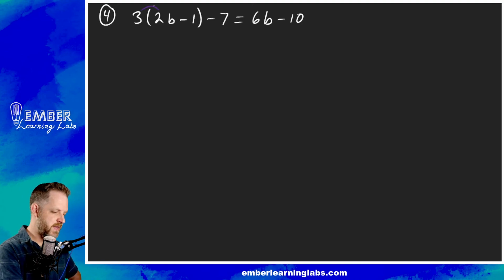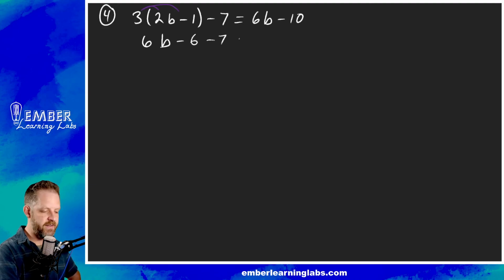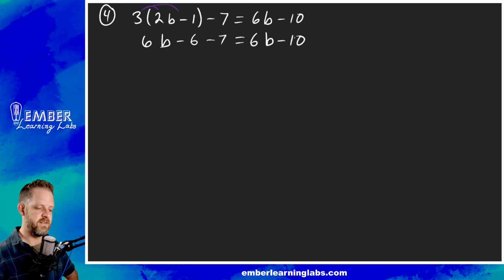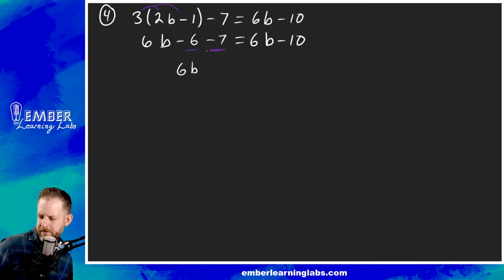Going to distribute that 3 over there. 3 times 2b is 6b. 3 times negative 1 is negative 6. Bring down the minus 7 equals 6b minus 10. All right, we've got some cleanup. Let's combine like terms over here. Bring down the 6b. Negative 6 minus 7.